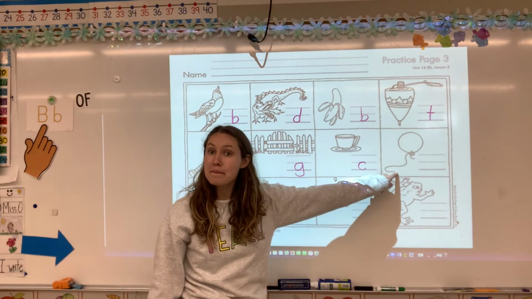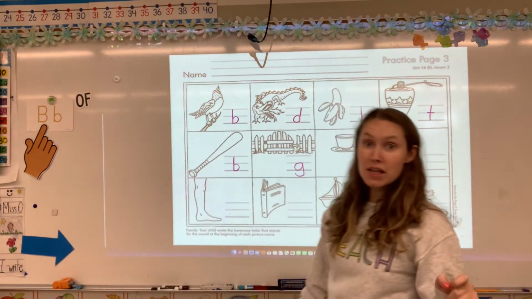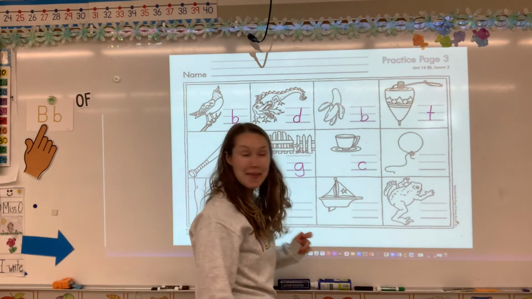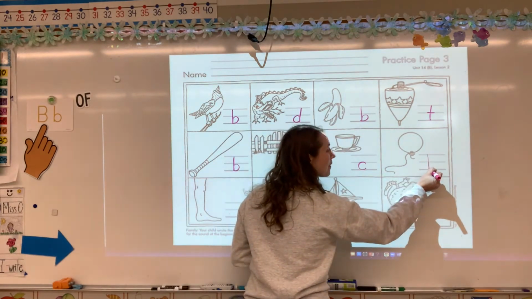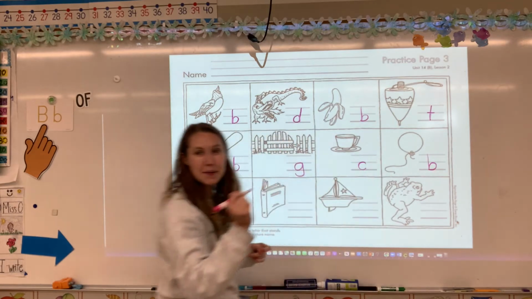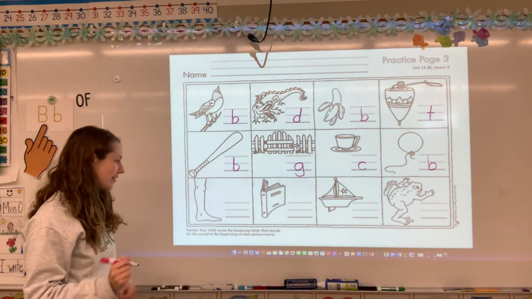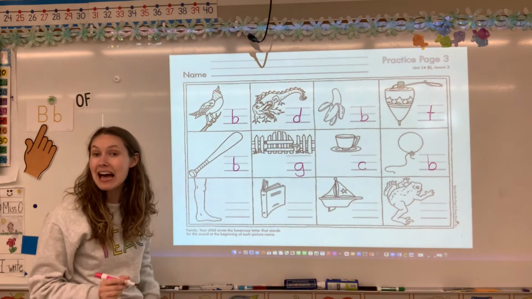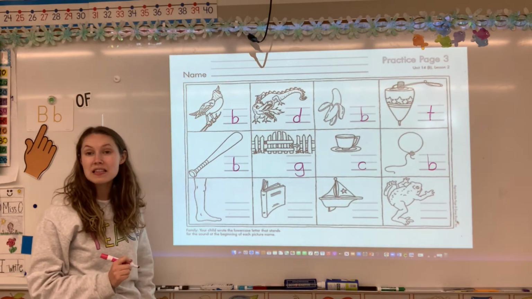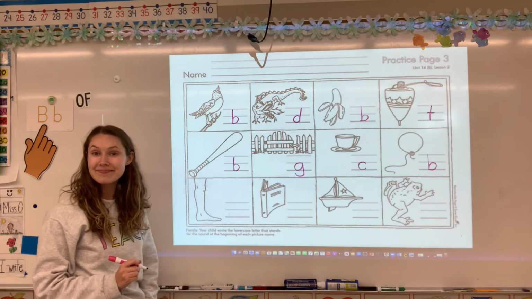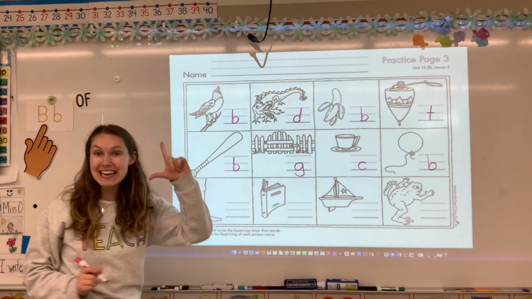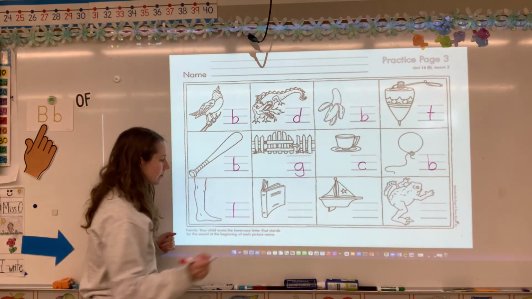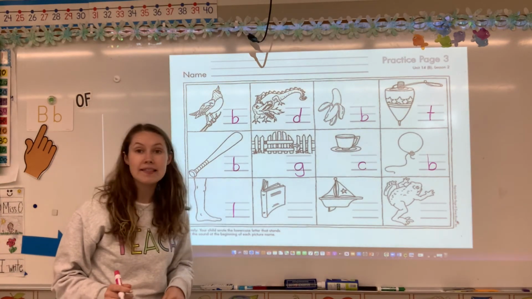Here we have a balloon. Balloon. What do we hear at the beginning of balloon? There's another letter B word. Balloon. Great work. Let's go down to our last line. This first picture is a leg. Leg. What do we hear at the beginning of leg? That's right, it's letter L. So I'm going to write a lowercase l. Our next picture shows us a book.